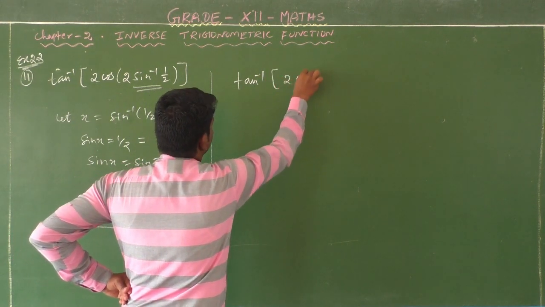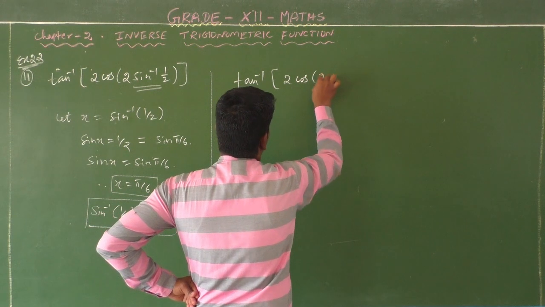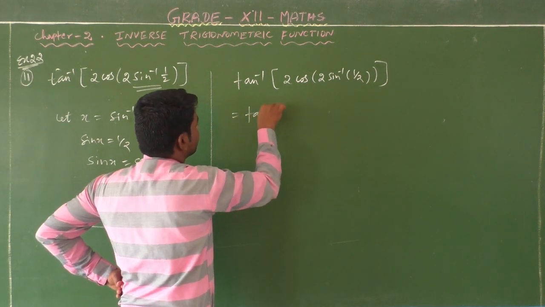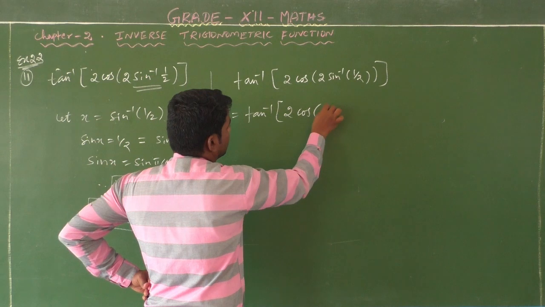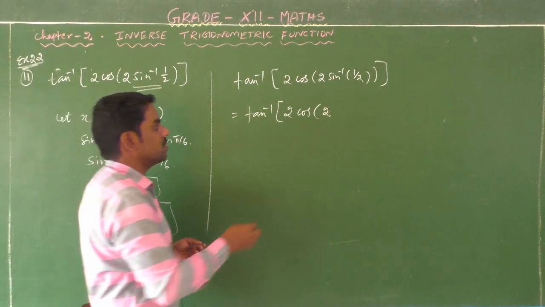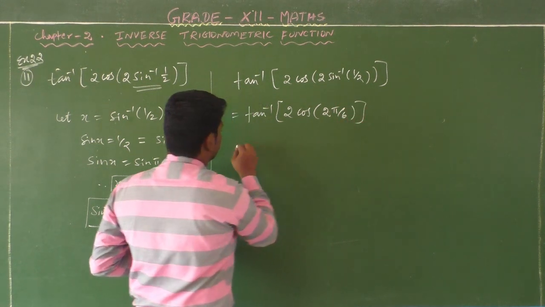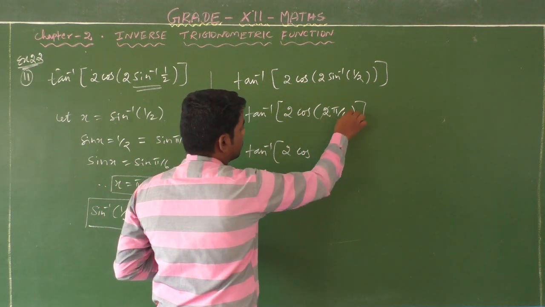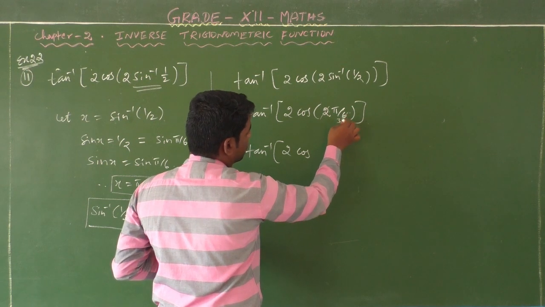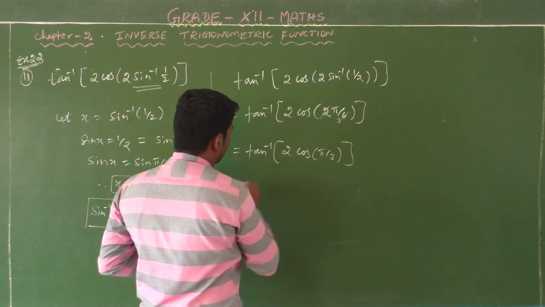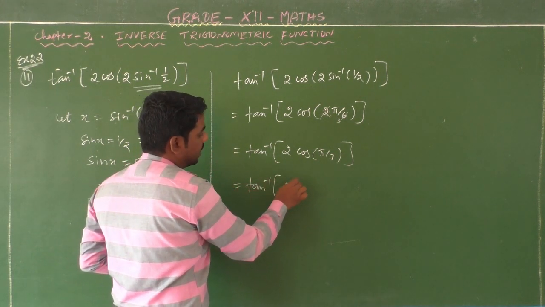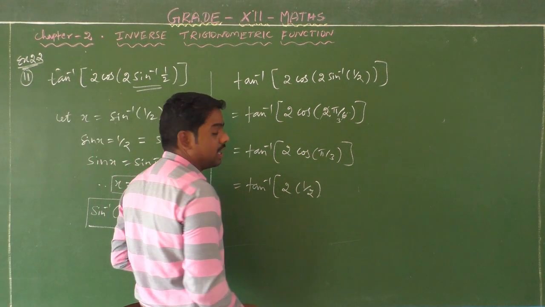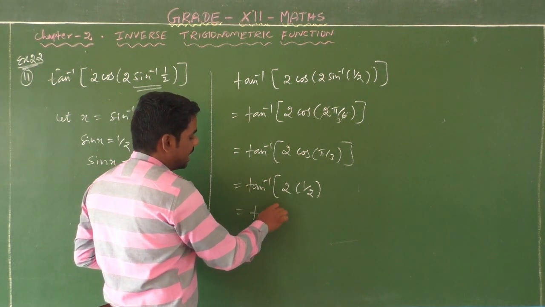Tan inverse of 2 cos 2 sin inverse of 1 by 2. Here 2 sin inverse of 1 by 2 is 2 times pi by 6, which is pi by 3. So it becomes tan inverse of 2 into cos pi by 3. You know the value of cos pi by 3 is 1 by 2. So 2 into 1 by 2 is equal to 1. So tan inverse of 1.